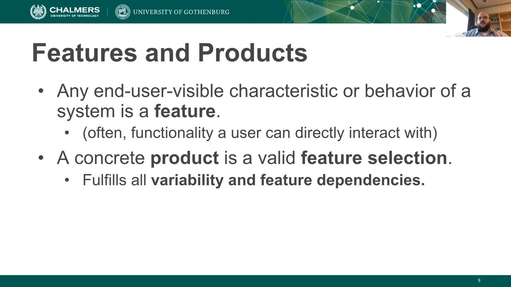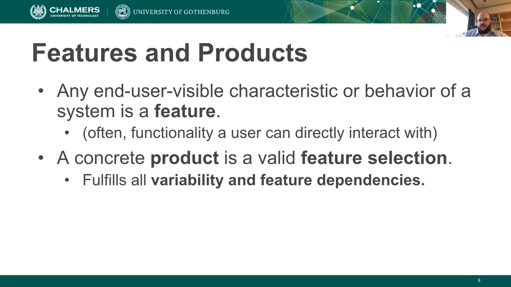The product portfolio of a product line is defined by its features and how they relate to each other. So a specific product is identified by a subset of features called a feature selection. A product of the product line then is a concrete piece of software that's specified by a valid feature selection, a subset of the features of the product line. And a feature selection is valid if and only if it fulfills all of our feature dependencies, right?